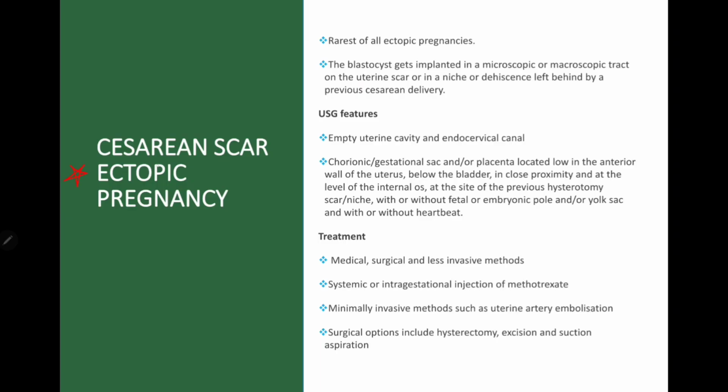Next, moving on to cesarean scar ectopic pregnancy. Since cesarean scar ectopic pregnancy is the rarest of all the ectopic pregnancies, again an important PYQ, the least common or rarest ectopic pregnancy is cesarean scar. So here the blastocyst gets implanted in the microscopic or macroscopic tract of the uterine scar, or in the niche or dehiscence left behind by previous cesarean delivery. So what are the ultrasound features?